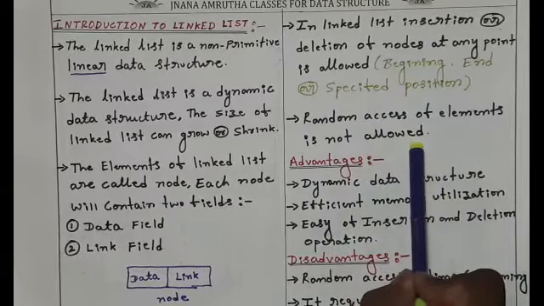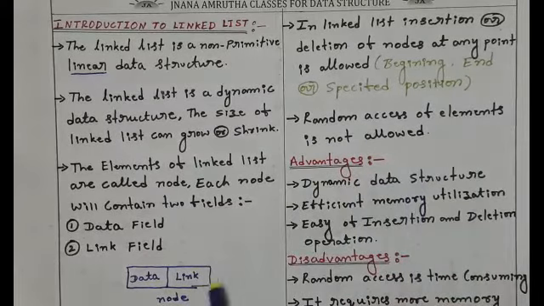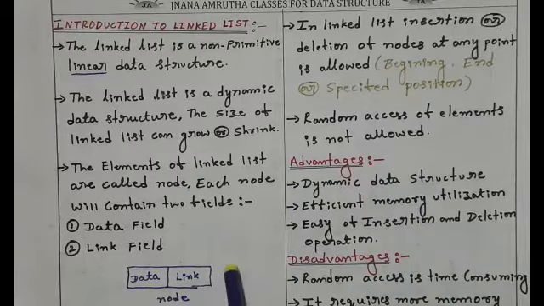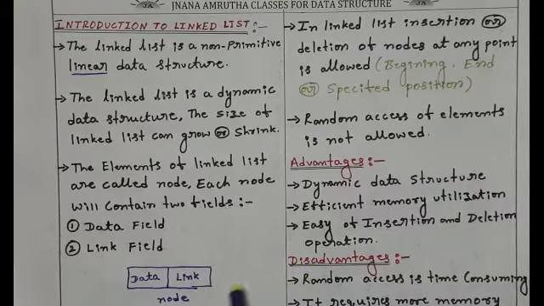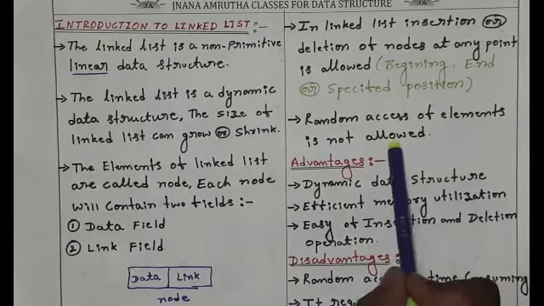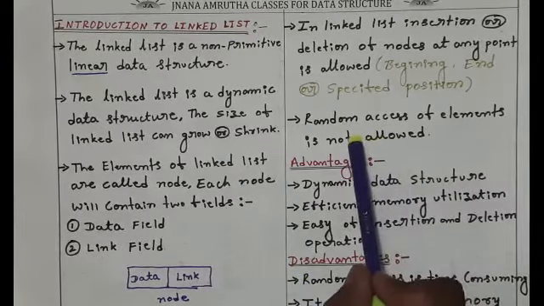Next point, random access of elements is not allowed. A linked list will contain a list of nodes. For example, this is one node, again we'll have the next node and a third node. If I want to access the third node directly, it is not allowed. That is the next point.